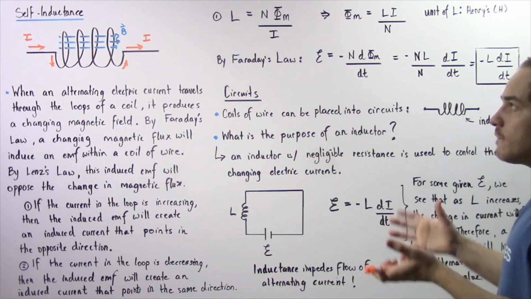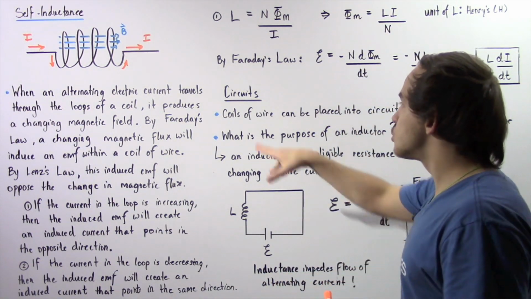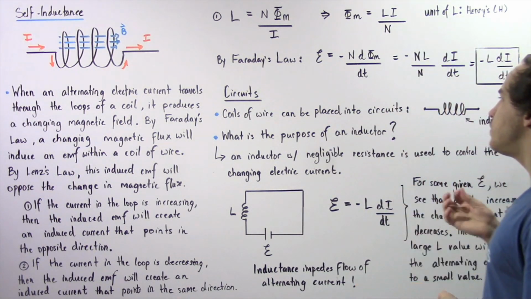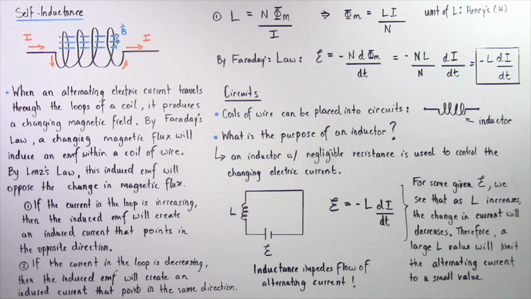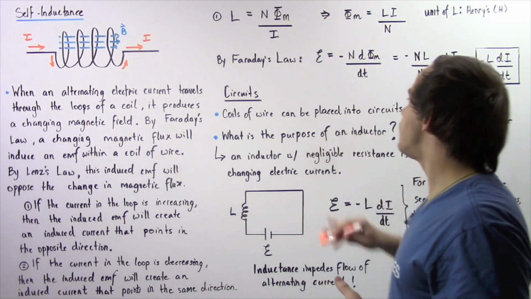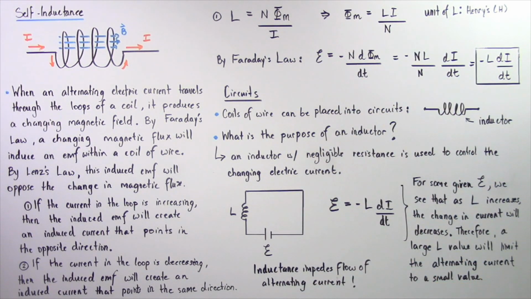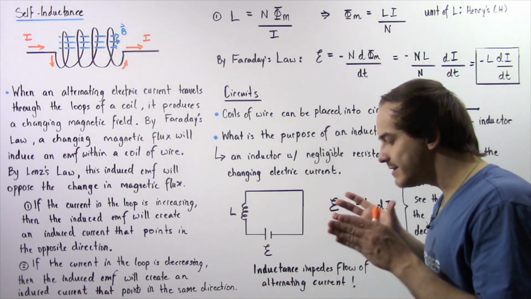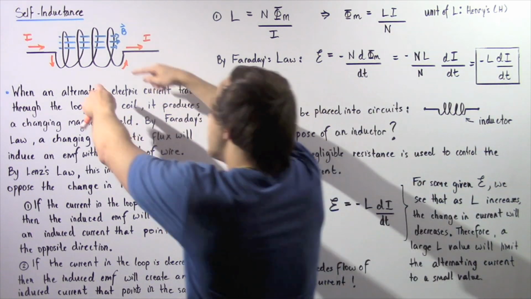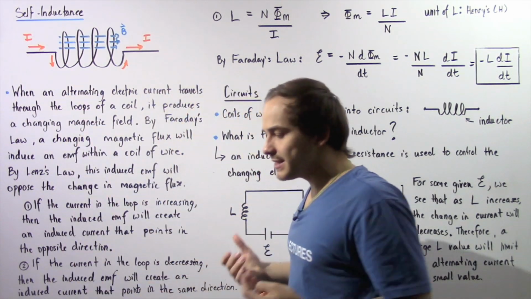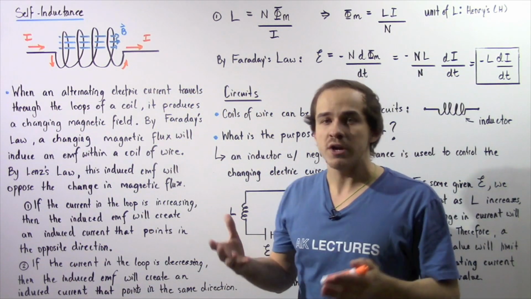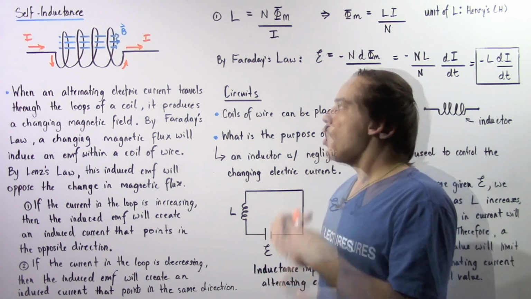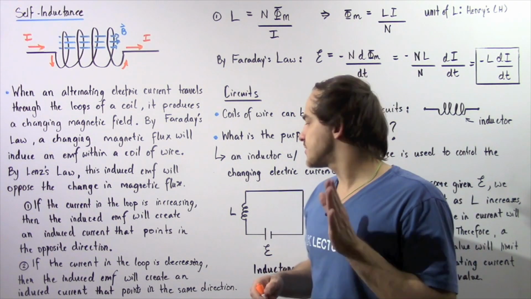So inductances are found inside circuits. So coils of wire can be placed into circuits, and these are known as inductors. And this particular inductor has an inductance given by L, given by this equation. Now, what exactly is the purpose of an inductor? When we take an inductor, which is essentially a coil of wire, and place it inside an electric circuit with some source of voltage, what purpose does that serve?